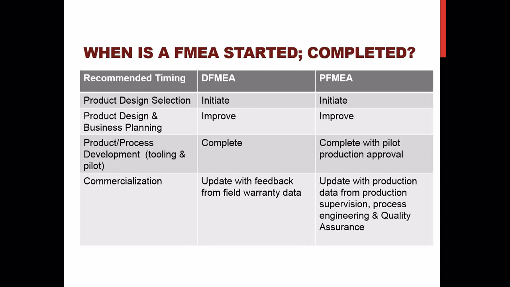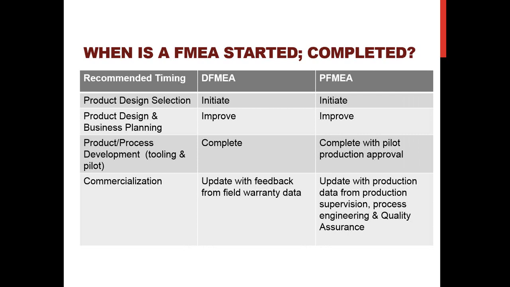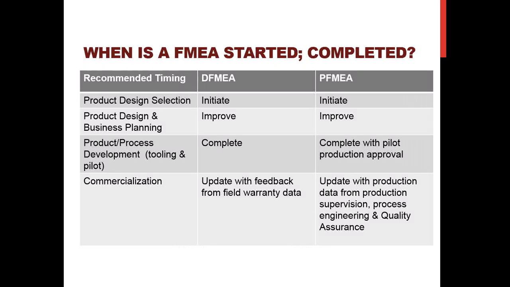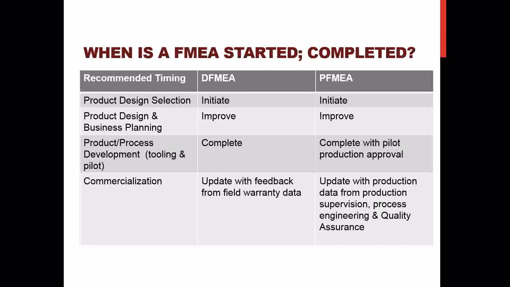So when do we start an FMEA? Well, in doing a DFMEA, the design of a product, we're generally going to start once we've selected a concept and we're moving forward with a design. Then as we move through the project, we'll improve, and when we get to tooling and pilot runs, we'll take the data that we get from our product testing in pilot and complete our FMEA. However, as the product is in what we call the commercialization stage, that is, it's in production, product is being sold out to the field, we're going to continually update the FMEA based on information we get back from warranty data in the field.